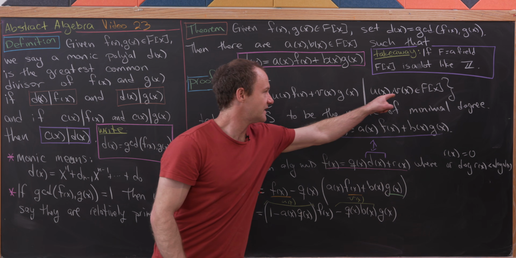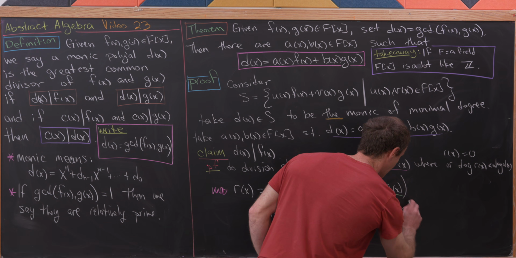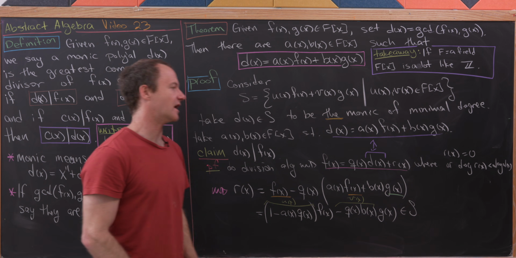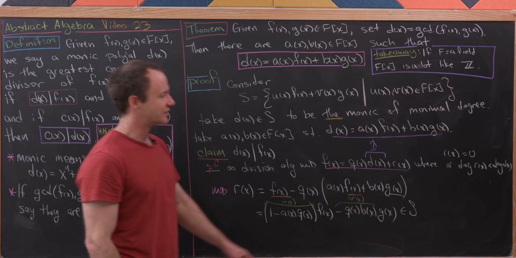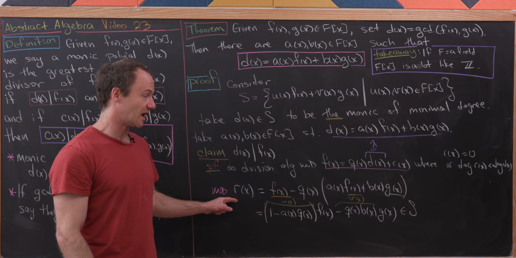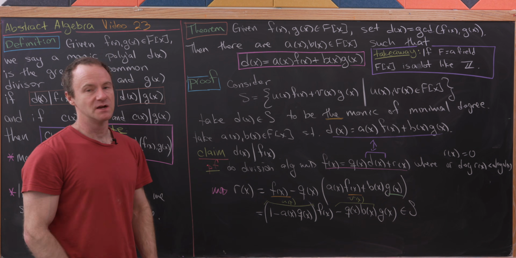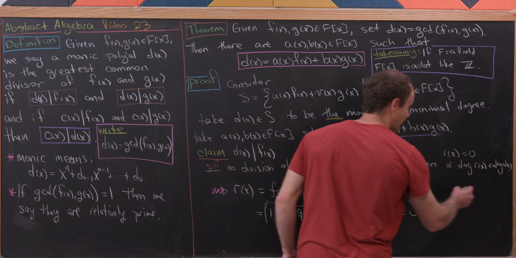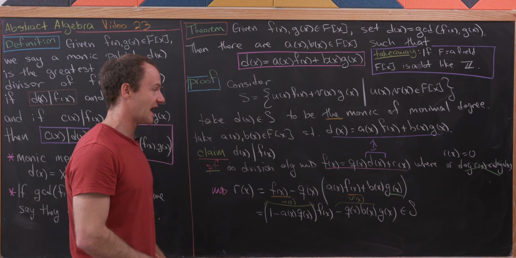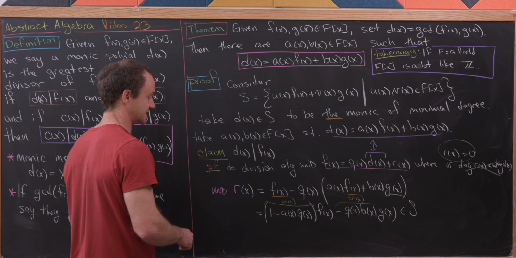But since this u and v are ranging over all polynomials, that means that this element is in fact an element from S. But now let's go over here and look at the possibilities for the degree of r. So the degree of r is less than the degree of d, but notice that that's impossible because the degree of d is minimal. So it's impossible to have the degree of r be less than the degree of d since r is inside of S. So that means the possibility that remains is that r of x equals 0.